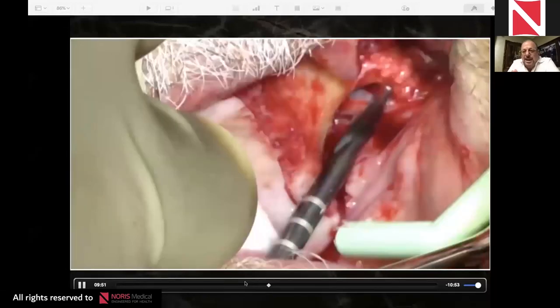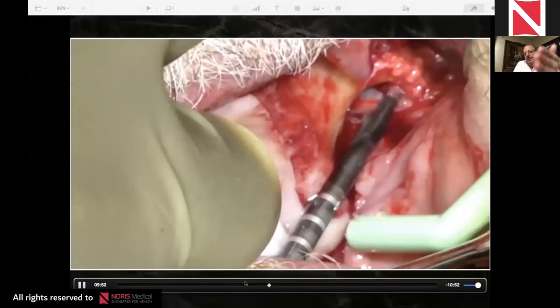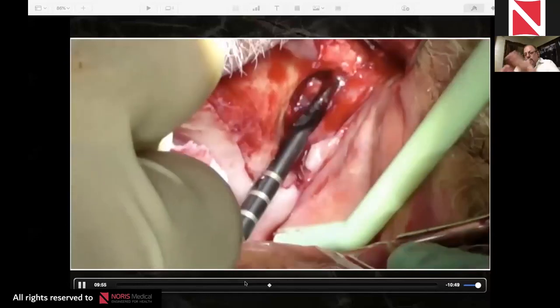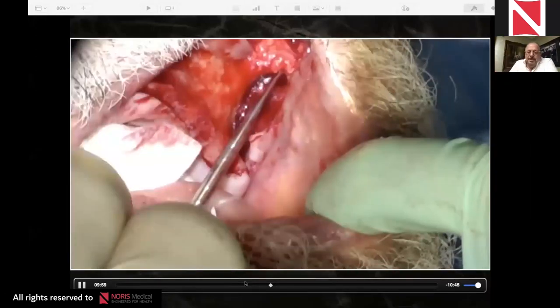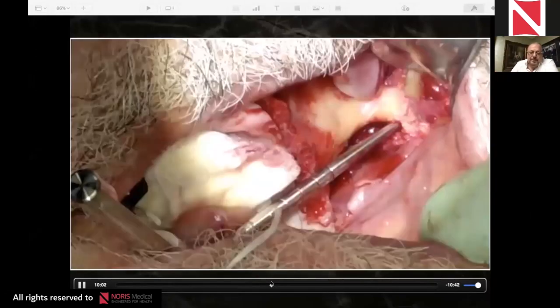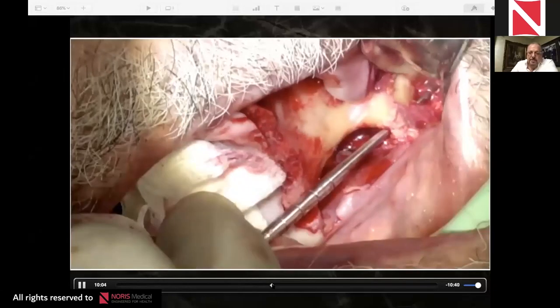All right, here's my drill again. And look at where we're at now, where we're going into the second molar region, and we're away from all our anatomical structures. And we're in good, dense bone. This is my technique. Let me go a little bit quicker here to the end.